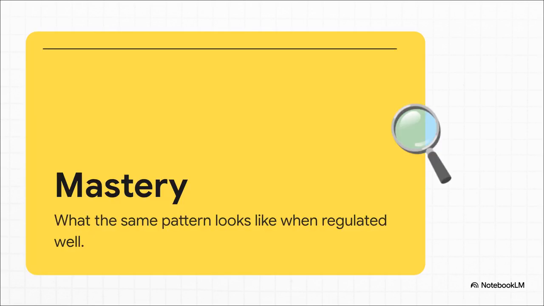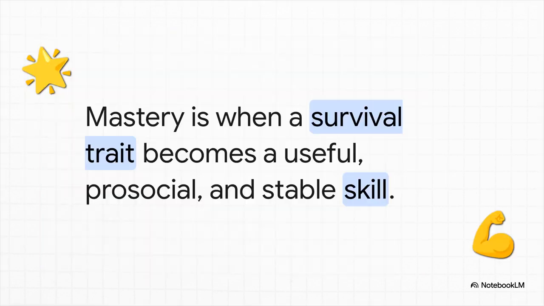And this is where the framework stops just describing things and really shifts into growth. When that old survival pattern becomes well-regulated, it actually evolves. That's what we call mastery. It's the exact same pattern, but now it's been transformed into a stable, useful skill that you can actually offer to the world. I mean, this is the whole goal of understanding your pattern in the first place. Mastery is that point where a survival trait becomes a genuine strength, a reliable skill that helps not just you, but the people around you too.